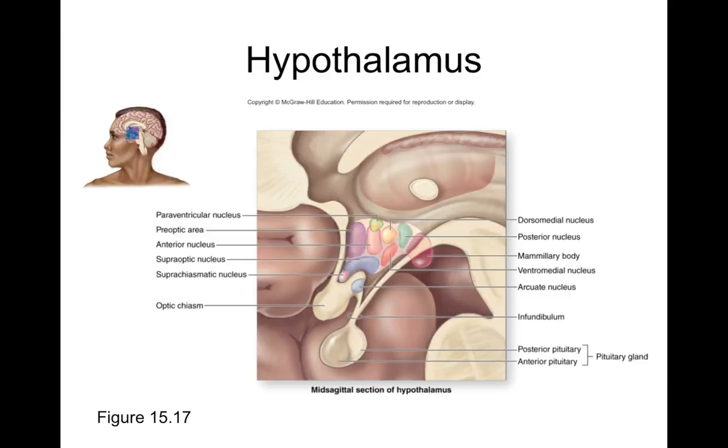So it makes sense why the hypothalamus is so important, because the hypothalamus is what controls the pituitary gland, which is like the master control gland of your body. So it's the master of the master.